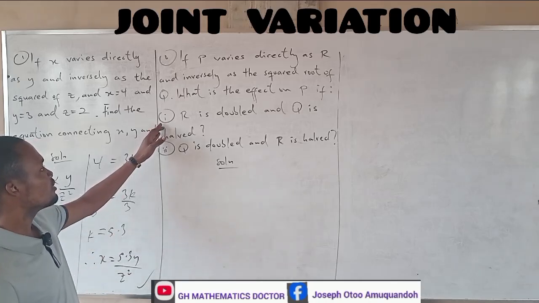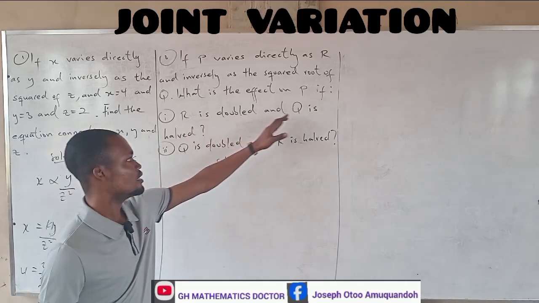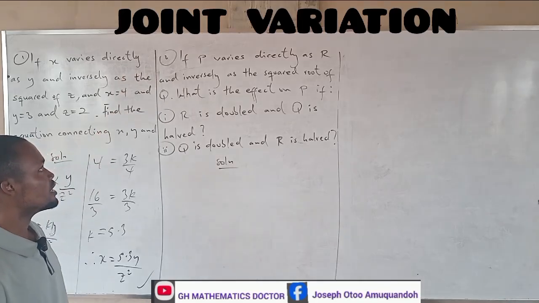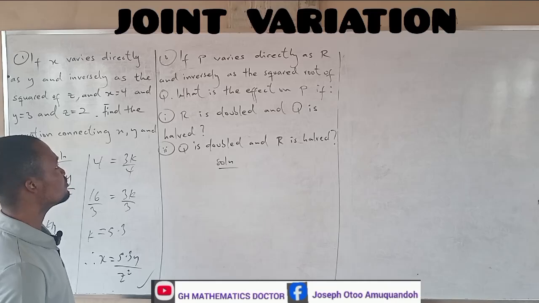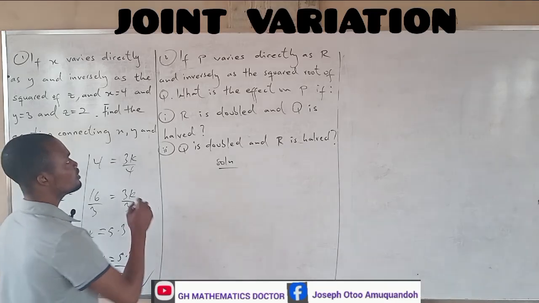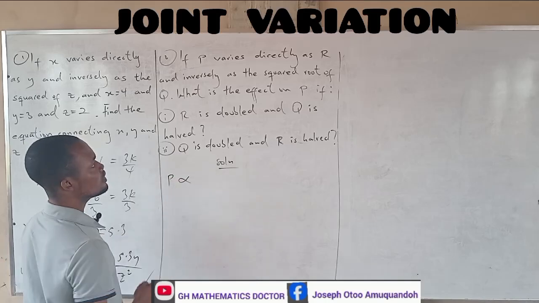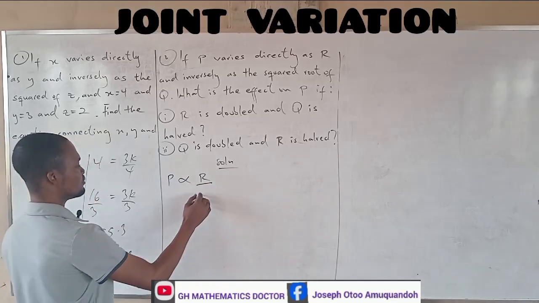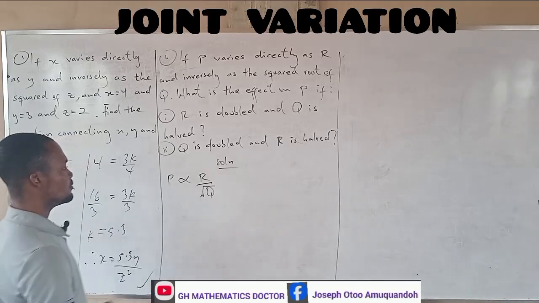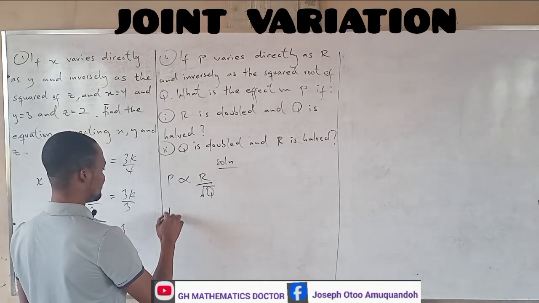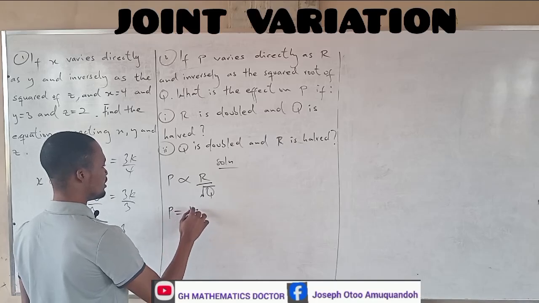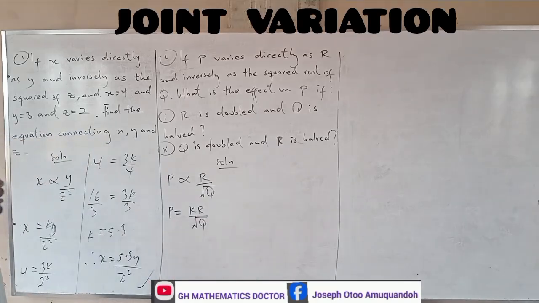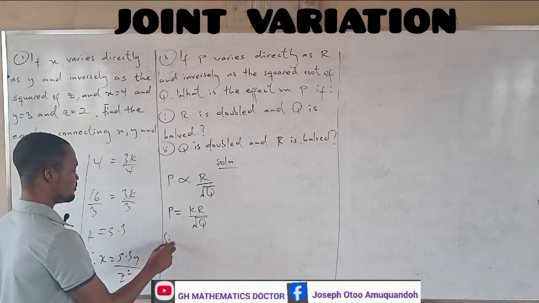Let's look at the second question, and it is a past question from WASSCE mathematics. This question says that R is doubled and Q is halved. The question says P varies directly as R and inversely as the square root of Q. Let's first write this. So P varies directly as R and inversely as the square root of Q. And we write this in simple form, that is P equal to KR over square root of Q.